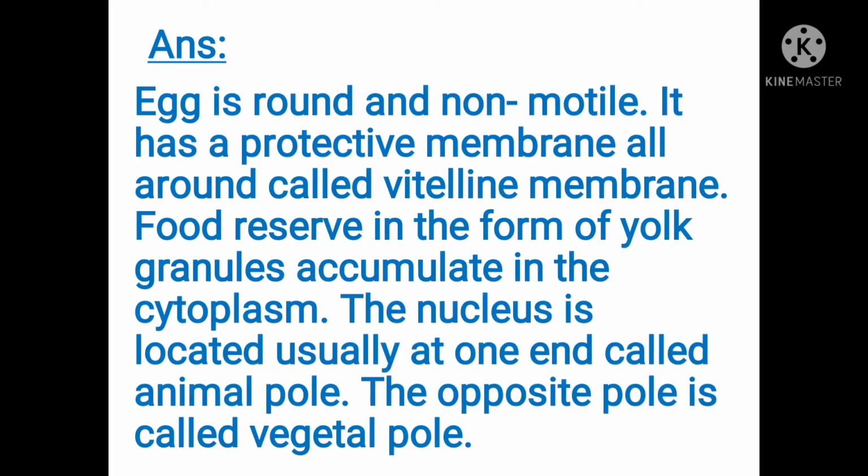Food reserve in the form of yolk granules accumulates in the cytoplasm. The nucleus is located usually at one end called animal pole. The opposite pole is called vegetal pole.